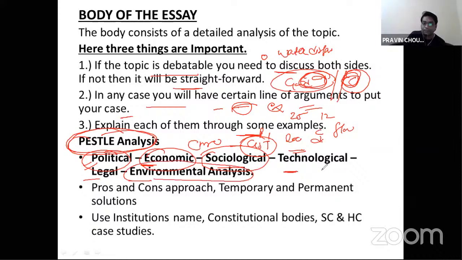Okay, so for example, I'm just giving an example like terrorism or Naxalism, the problem of left wing extremism in our country, that is Naxalism.